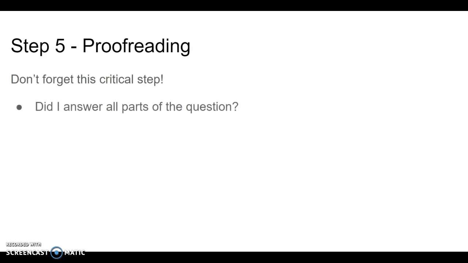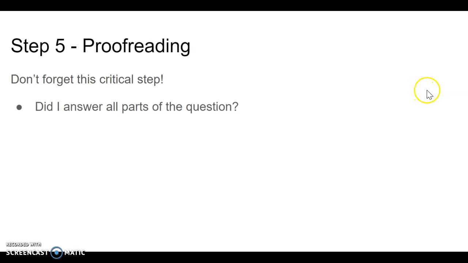The final step, proofreading. Too often, we do not break down the question, we do not break down the directions, but this is probably the number one thing that gets thrown to the wayside, just merely because we're either exhausted or we don't have enough time. I'm going to challenge you in our class to create the time, to plan ahead so that you can proof your work. This is important. It is a critical step.